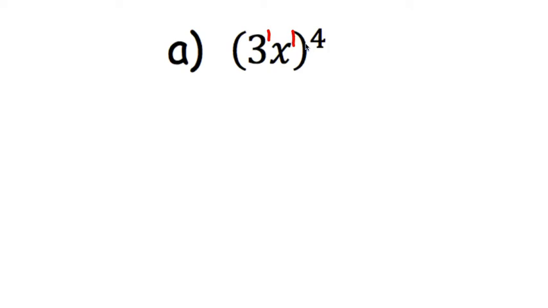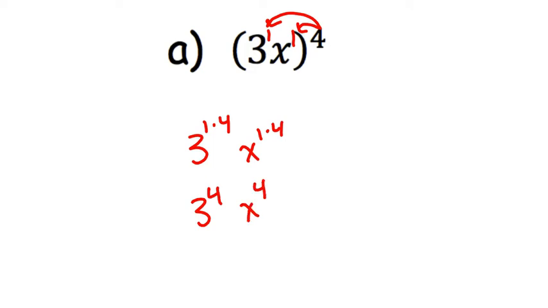That's going to remind you that this 4 has to get multiplied by the 1, and the 4 needs to get multiplied by this 1. Okay? Not the 3 and not the x, but the exponents. This exponent of 1 and this exponent of 1. So then I'm left with 3, and then the exponent 1 times 4, and then x, again multiply the exponent 1 times 4. Now you could probably do those in your head, so we're just left with 3 to the fourth and then x to the fourth.